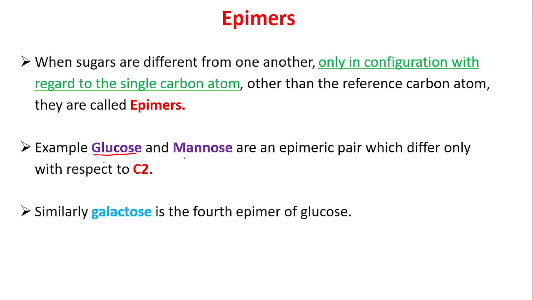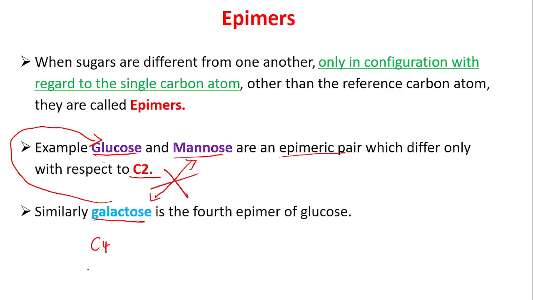Glucose and mannose are epimers because they are different at carbon number 2. Galactose and glucose are epimers because they only differ at carbon number 4. Mannose and galactose are not epimers, but they are structural isomers. You get that now? Yes, thank you very much.